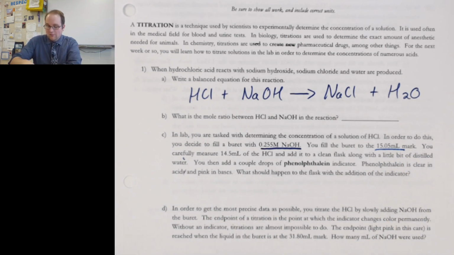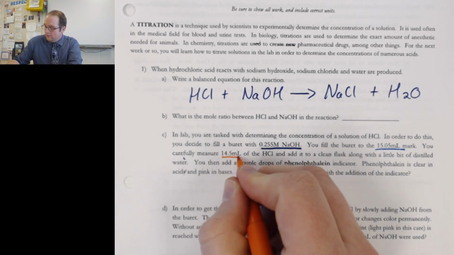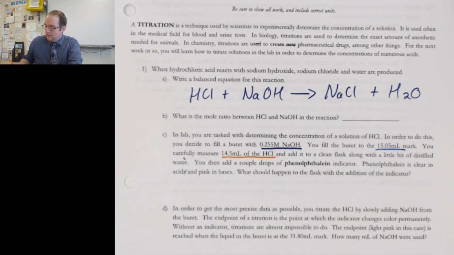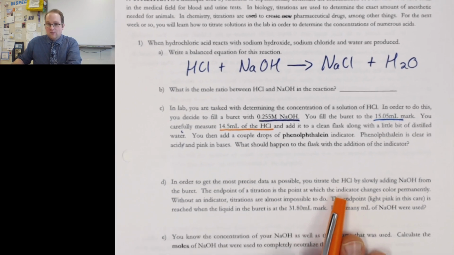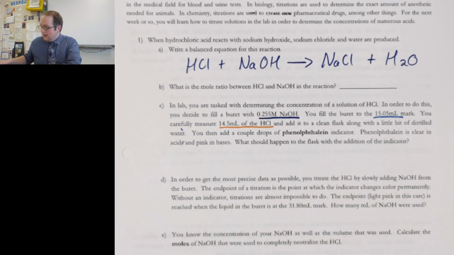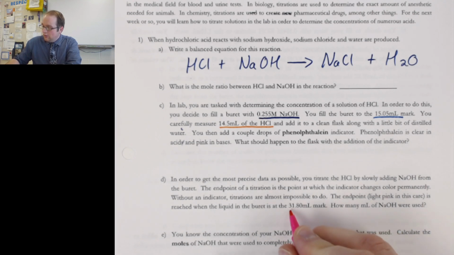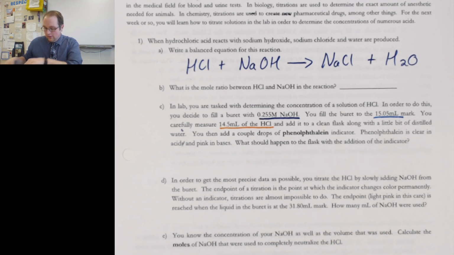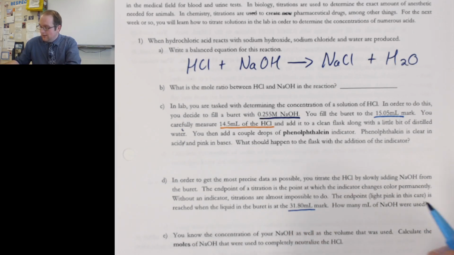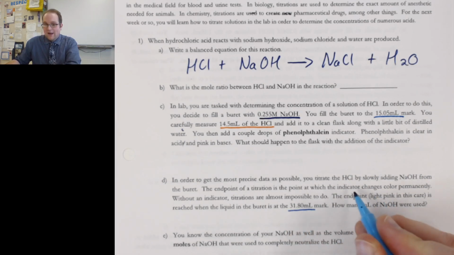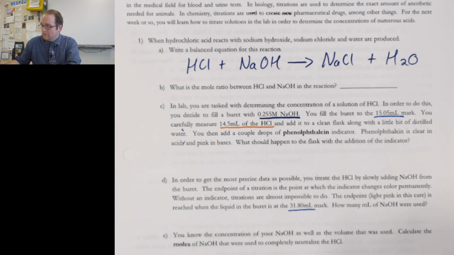And then we measured out that HCl, so we needed some acid. We measured out 14 milliliters of acid. We went through and did our titration and all that fun stuff. And you'll notice that when we come down to this part, it tells you a bit more about the problem. It says that in order to titrate the HCl, we needed to lower our burette marker until it was at 31.8 milliliters.